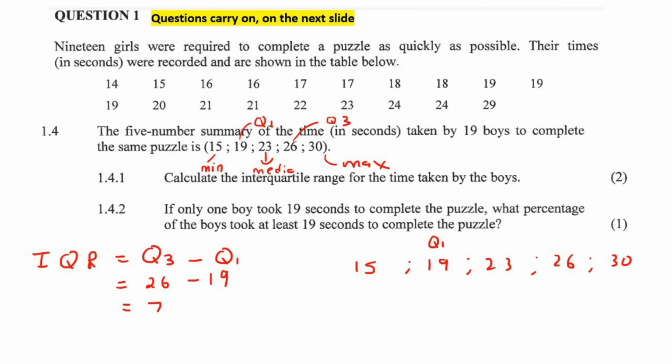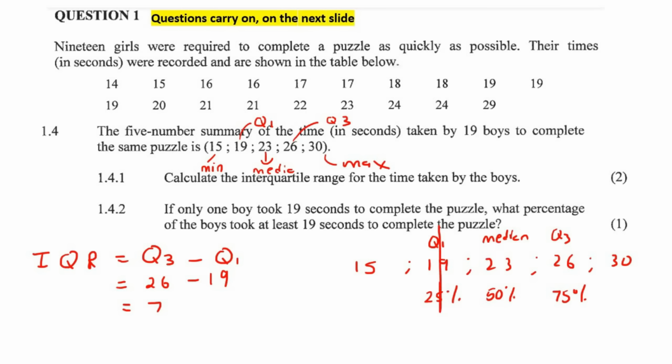then remember that this is Q1, which also stands for 25%. Then this is your median, which also stands for 50%. And then this is Q3, which stands for 75%. Okay. So they say only one boy took 19. So what percentage of the boys took at least 19 seconds to complete the puzzle? So they mean at least 19. So 19 or longer. So like the boys who took 21 seconds, 23 seconds, 24 seconds.